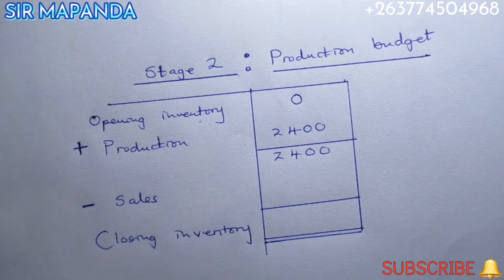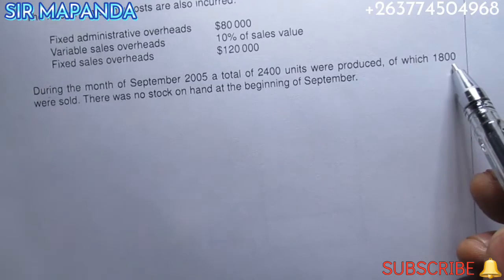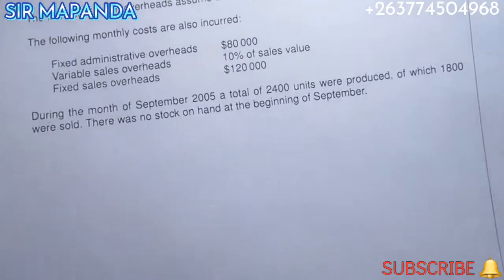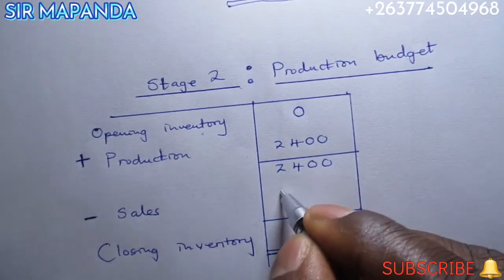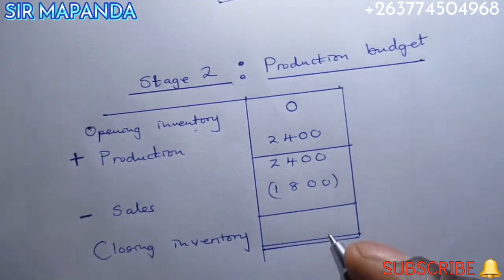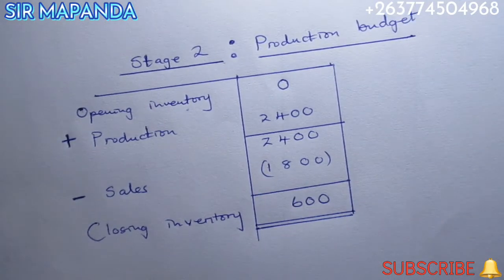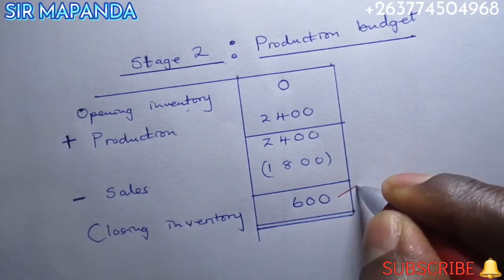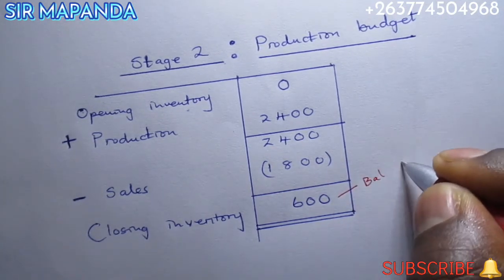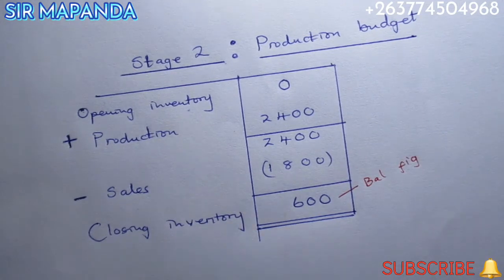Right, then I'm going to deduct the sales units, of which 1,800 were sold. So I'm going to deduct 1,800 units here from the 2,400. You come out with 600. I hope you are following. So 600 is the balancing figure, which is representing the closing inventory, which was not given by the question. And this is the reason for stage number 2, to find the missing units.